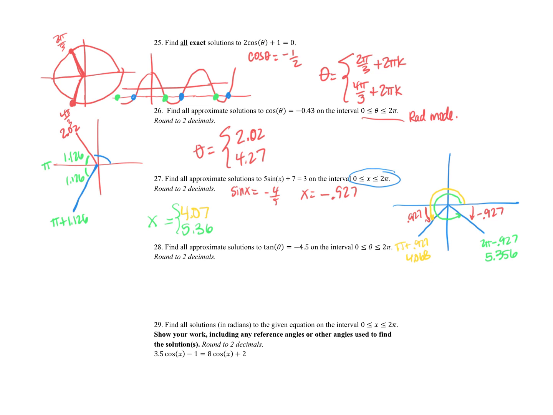Next, it says find all approximate solutions to tangent theta equals -4.5 on the interval from 0 to 2 pi. One thing to remember is I'm doing the interval from 0 to 2 pi, so tangent is going to repeat itself twice. So tangent theta equals -4.5. I'm going to do inverse tangent of -4.5, and we'll see what we get.